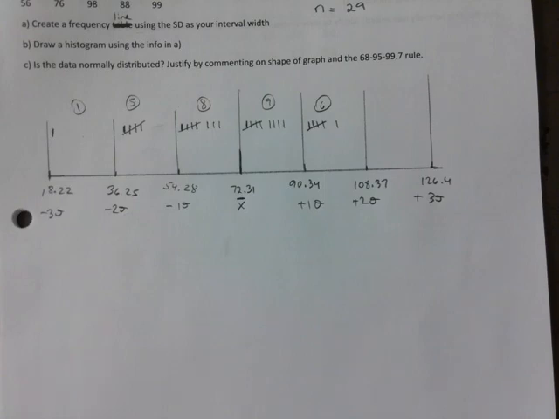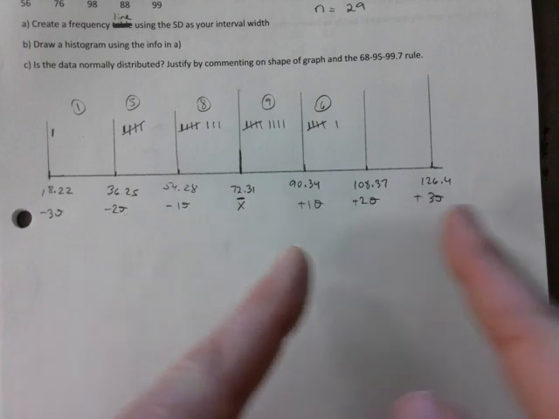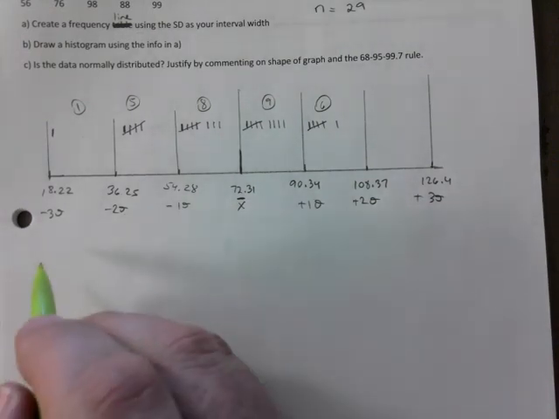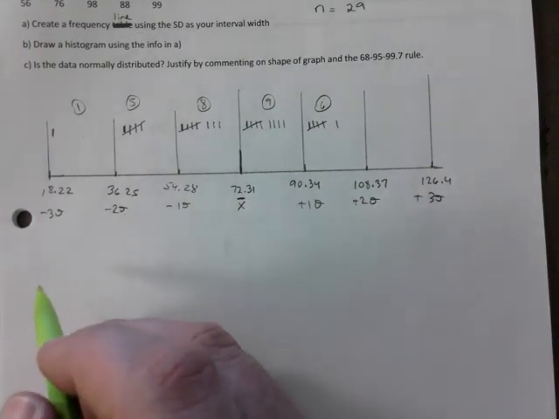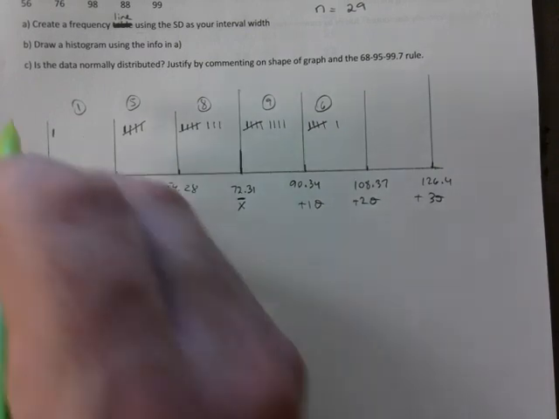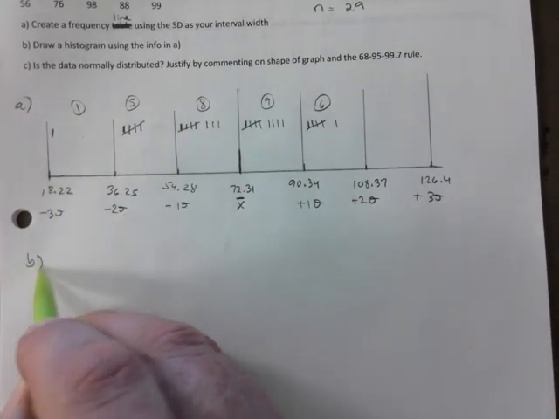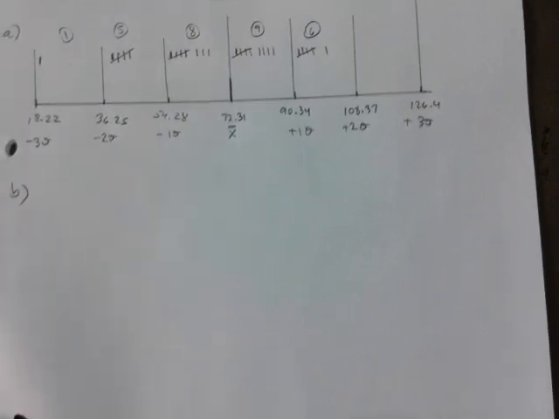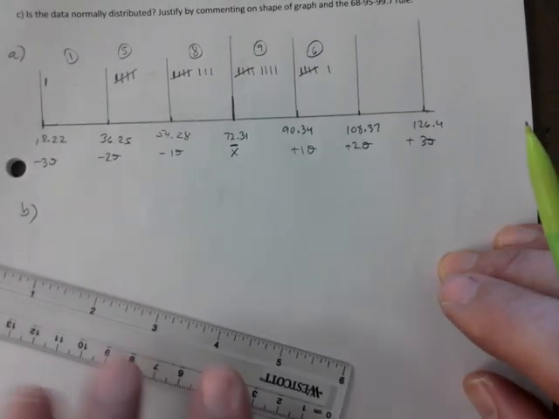So we did our frequency line with the standard deviation as our interval width. So we're good there. Draw a histogram using the info in A. Sure, why not? So this is A, this is B. I just want to show you that you can. Actually, you made it very easy on you.